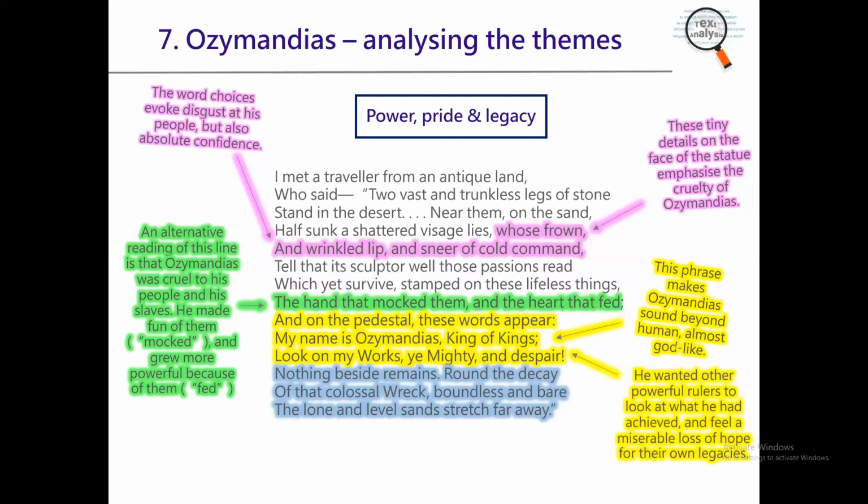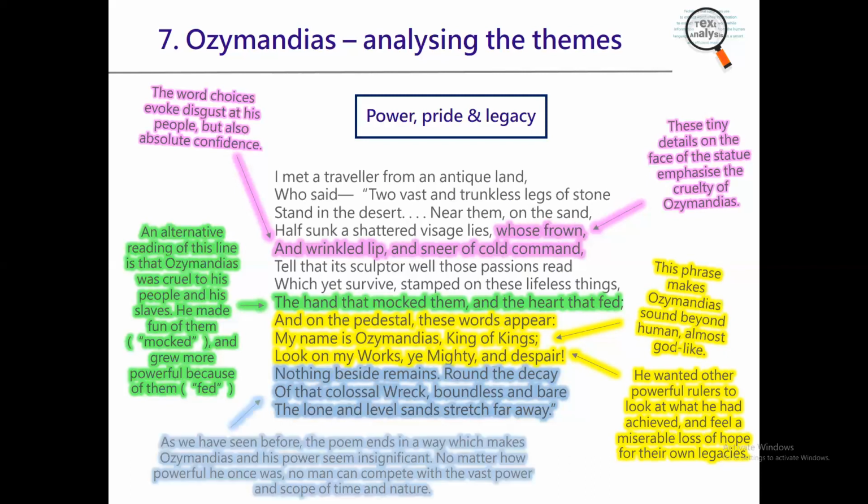Look on my works, ye mighty. So he wanted all other powerful rulers to look at what he'd achieved. And despair, the verb despair means feel a miserable sense of hopelessness, that their own legacies could never compete with his. So I suppose it wasn't enough for him to just be powerful. He wanted to be above everyone else.